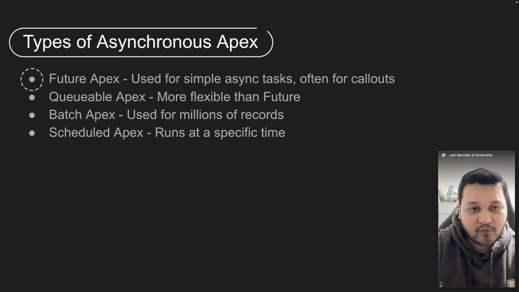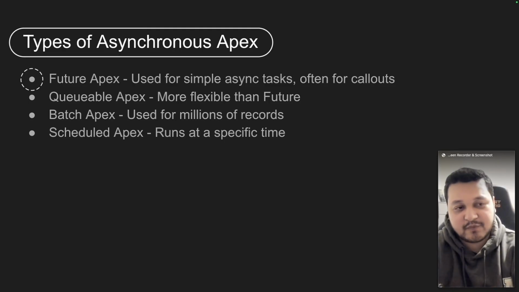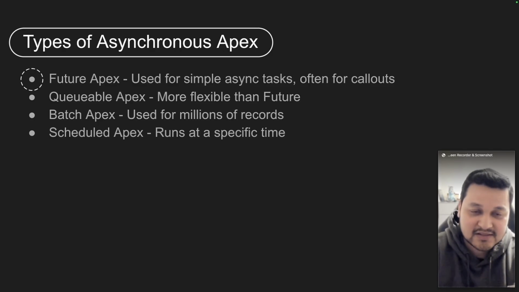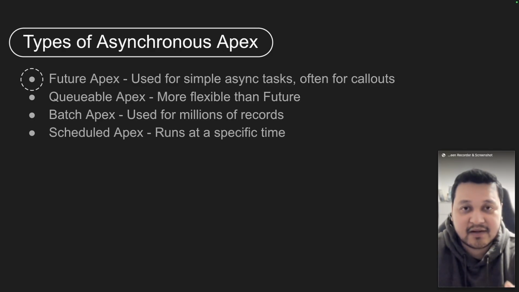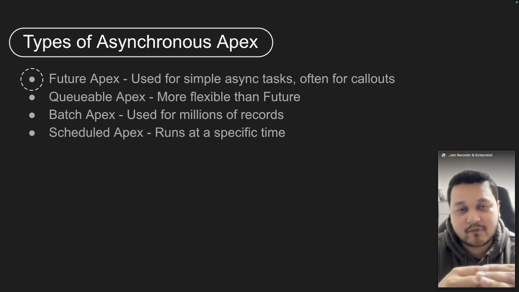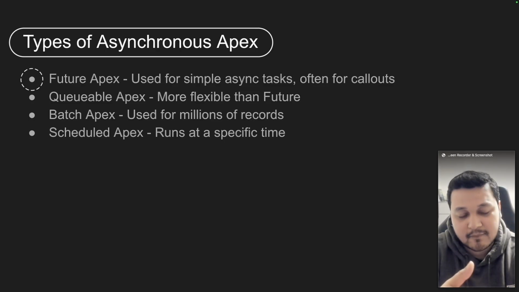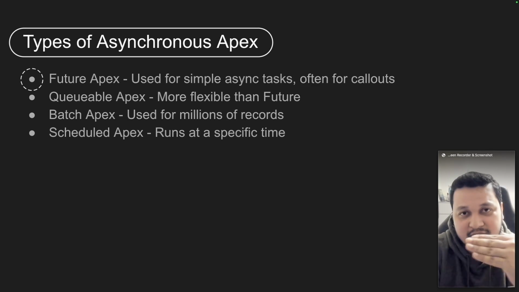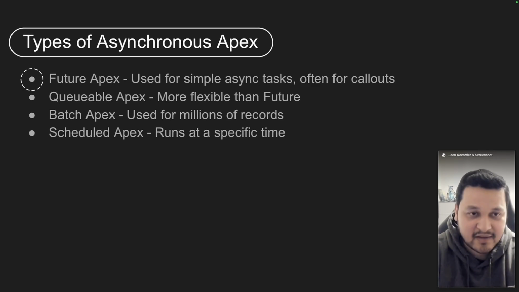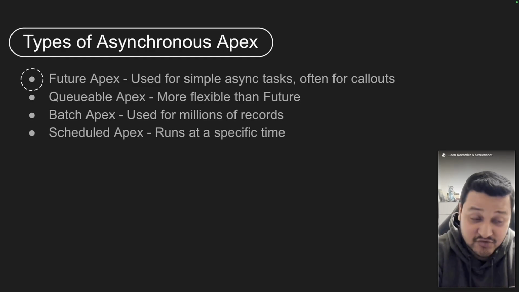Let's talk about what a future method is. A future method is one that runs separately to the current transaction. So let's say your trigger calls a future method. Once your trigger execution is complete, your future method will fire, maybe immediately or within a minute or two, and it will lie in a particular queue based on system availability. It will fire again. So usually it is within a minute or two. That's what Future Apex does.